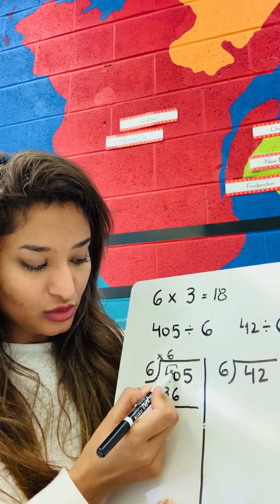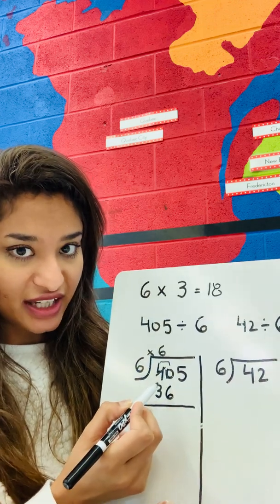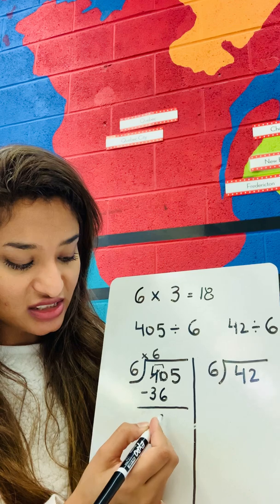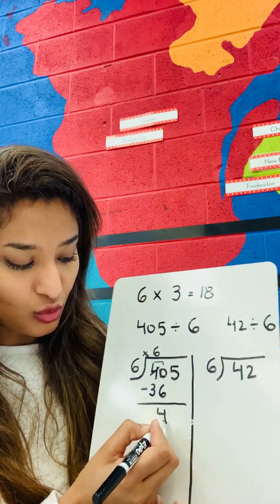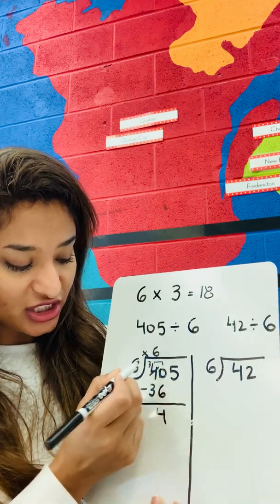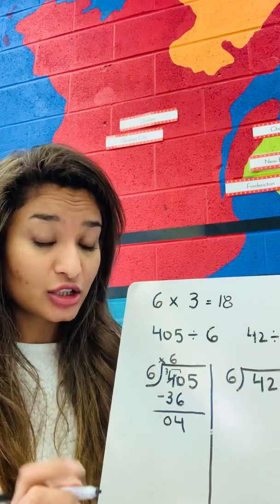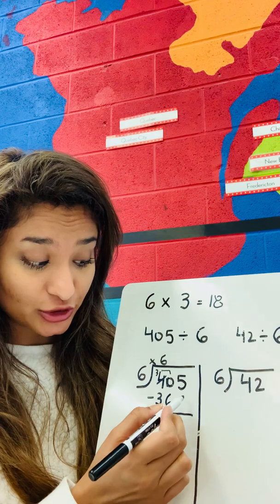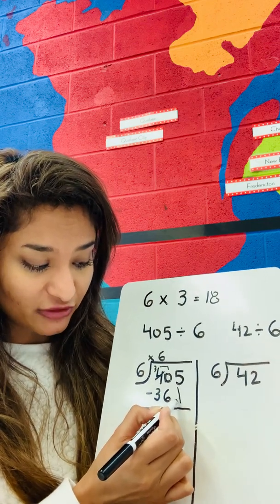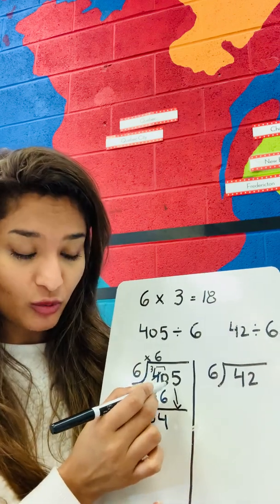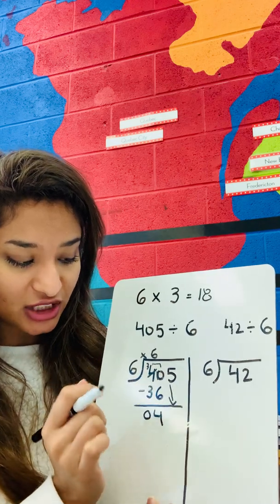I borrow, and this becomes a 10. 10 take away 6 gives me 4. I was left with 3 here. So 3 take away 3 gives me 0. Am I done? No, I'm not done because I do need to divide my 6 into my 1s because we still have this 5 left in the 1's place.